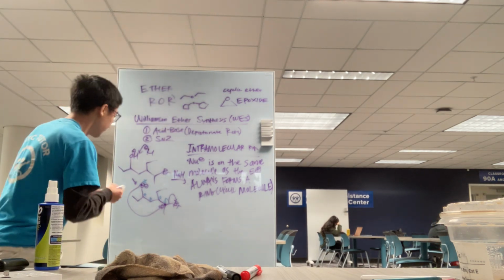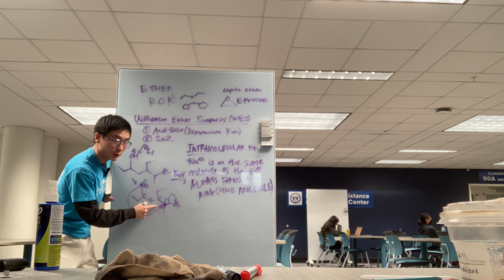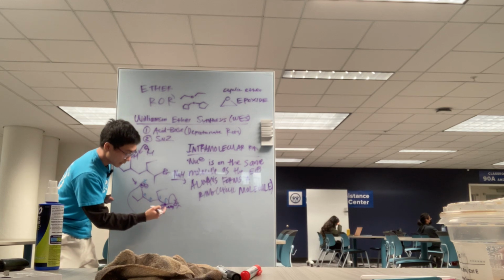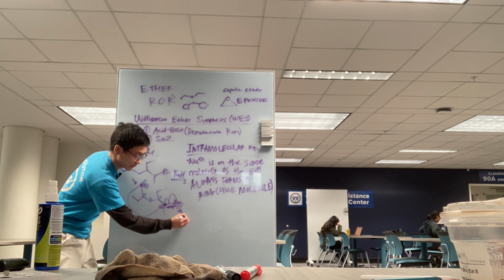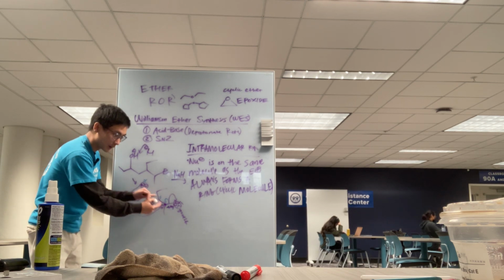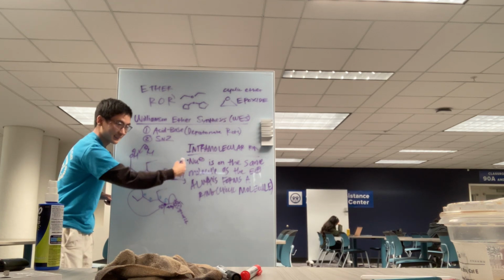It attacks here because this carbon here is partial positive charge, since it's attached to this electronegative bromine atom. And this bromine atom here is a good leaving group, right? So it's still SN2, but it's on the same molecule as the nucleophile, making it an intramolecular reaction, right?